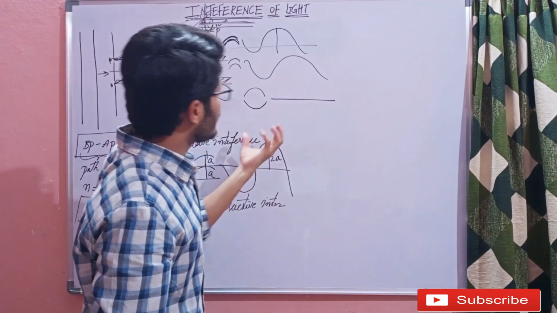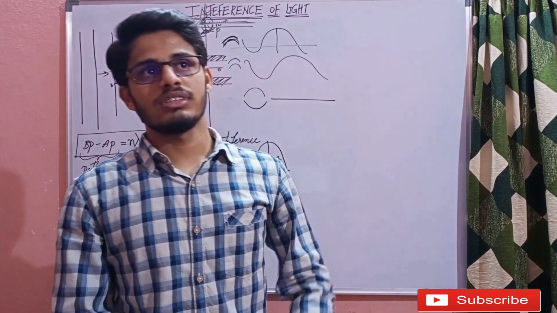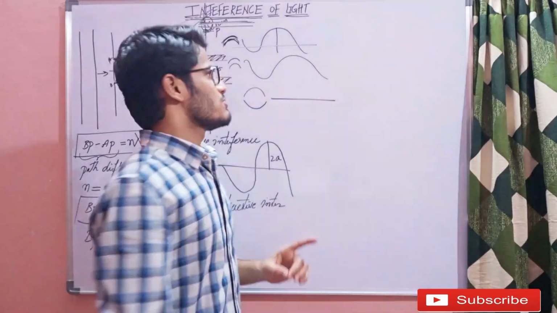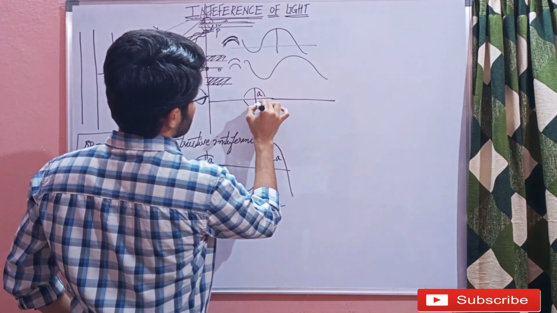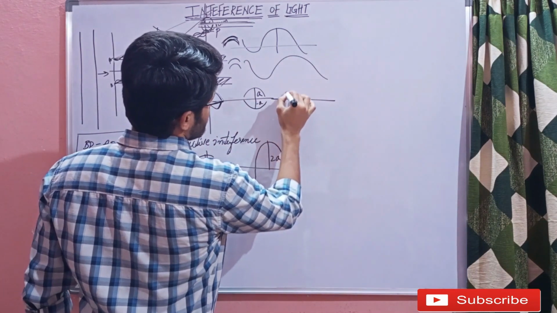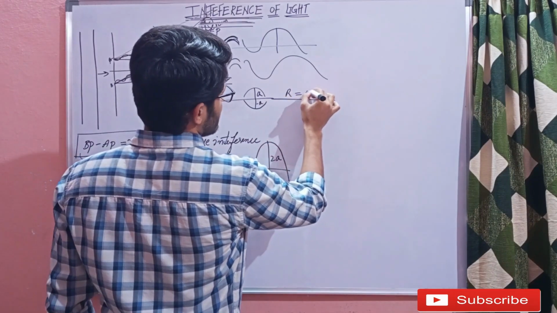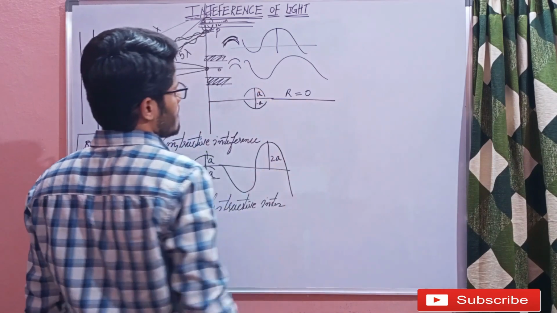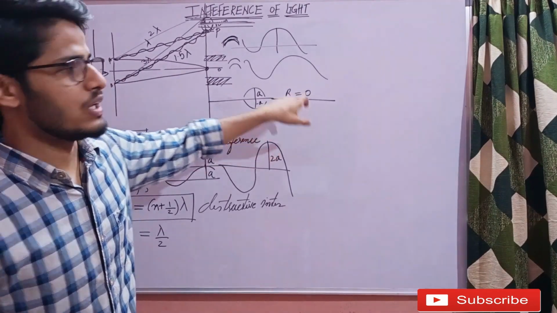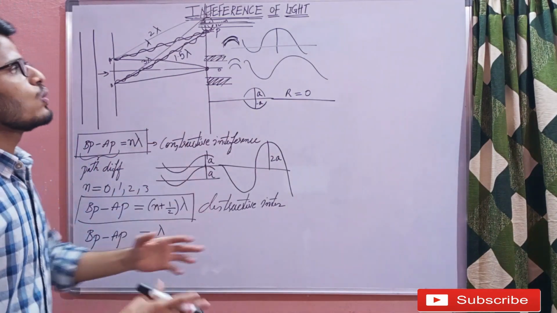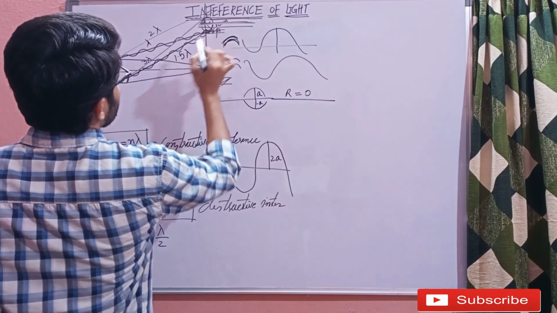How do you know that the final is going to be nil? Because we have studied in the principle of superposition, destructive superposition will occur. How? This has amplitude A and this is having amplitude minus A. The resultant amplitude is going to be 0. Why? Because A minus A will get cancelled out. That's how we'll be getting no amplitude. No amplitude means what? No light. So there will be a dark fringe there.